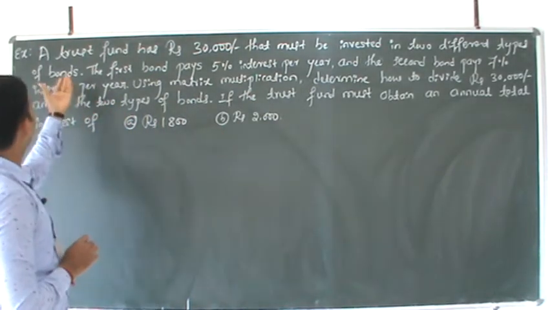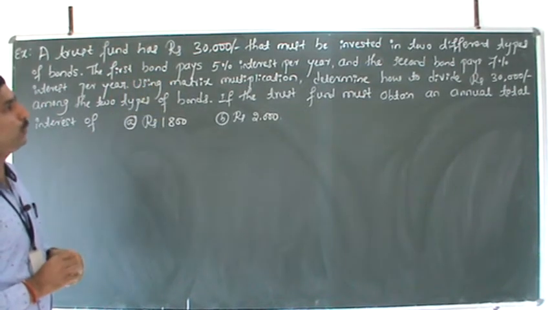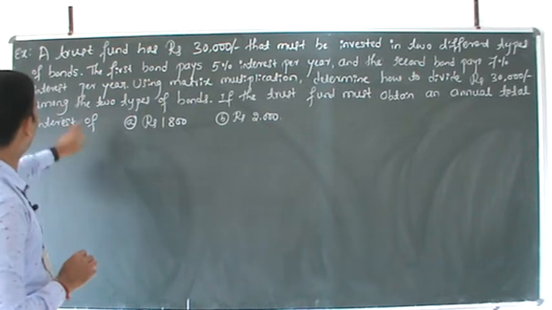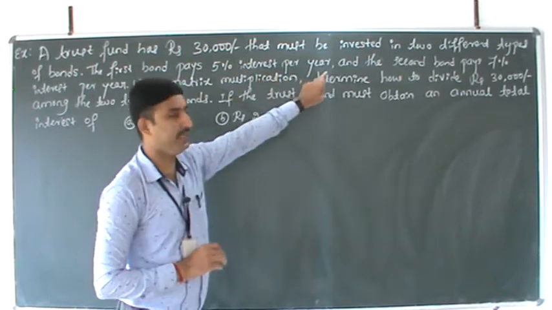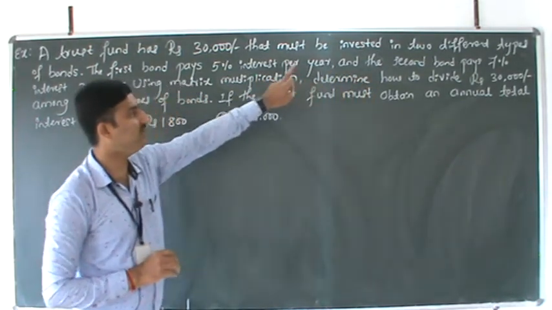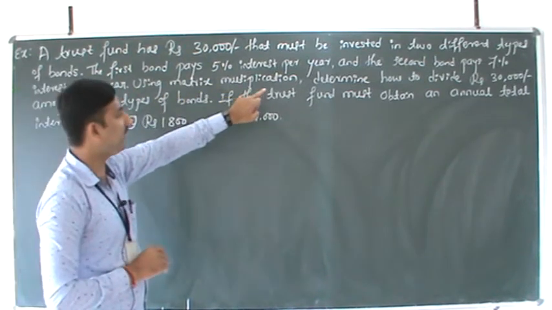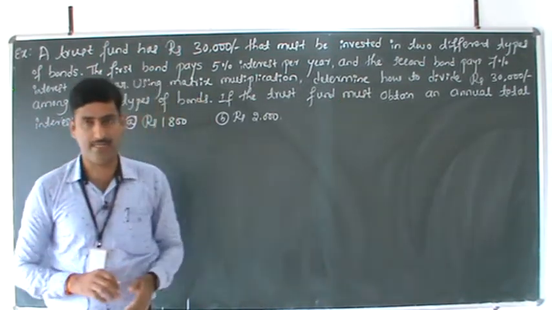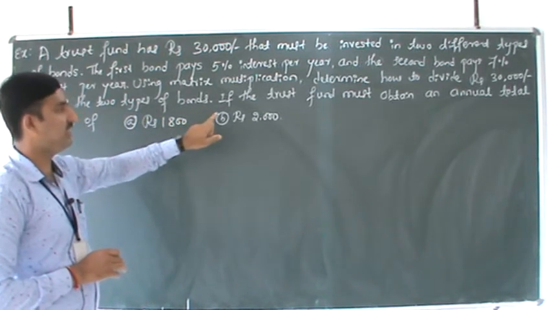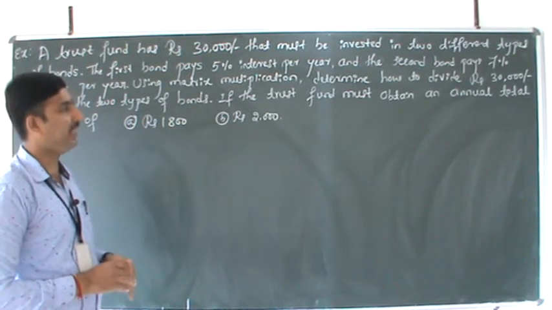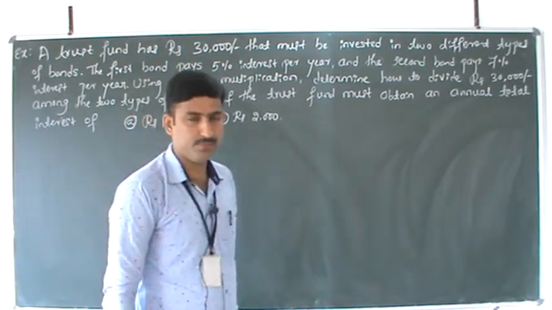Today's problem is: a trust fund has rupees 30,000 that must be invested in two different types of bonds. The first bond pays 5% interest per year and the second bond pays 7% interest per year. Using matrix multiplication, determine how to divide rupees 30,000 among the two types of bonds if the trust fund must obtain an annual total interest of rupees 1,800 and rupees 2,000.